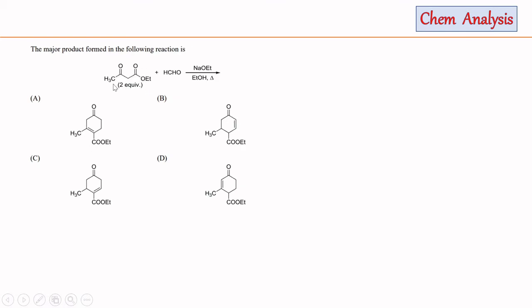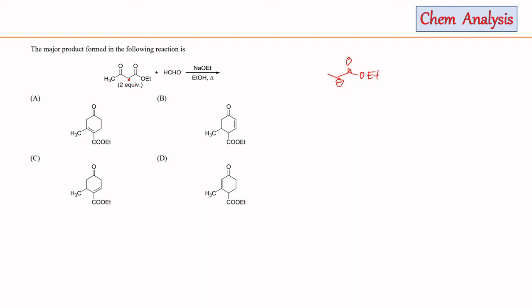In this question, two equivalents of beta keto ester are reacted with formaldehyde in presence of sodium ethoxide base under thermal condition. Now I am drawing the mechanism of this reaction, and at the end I will tell the major product of this reaction. In the first step, since this proton is acidic enough, the base will abstract this acidic proton and will form the corresponding anion.